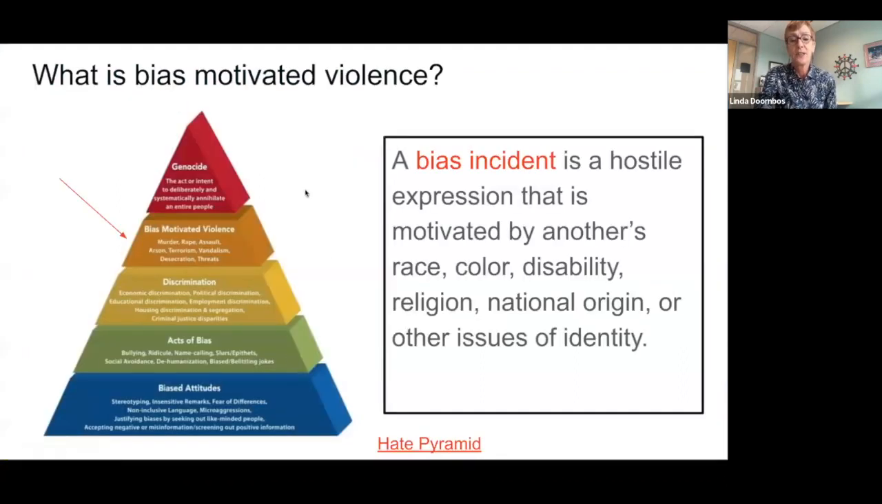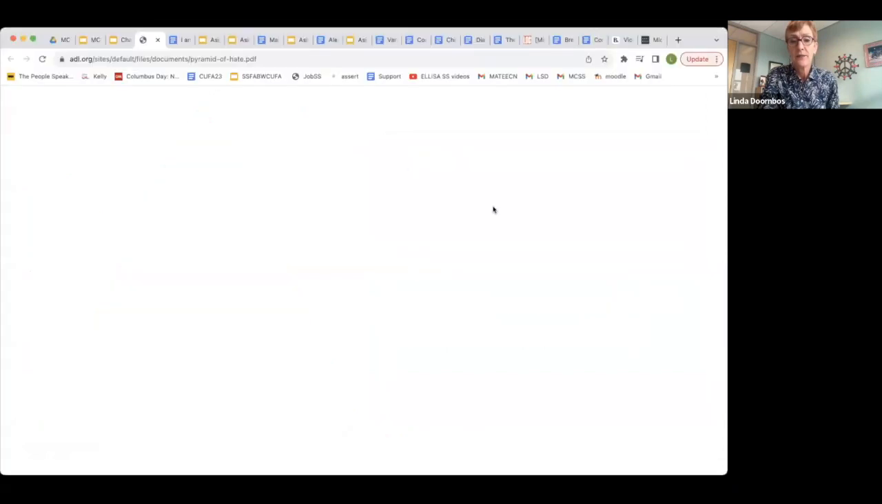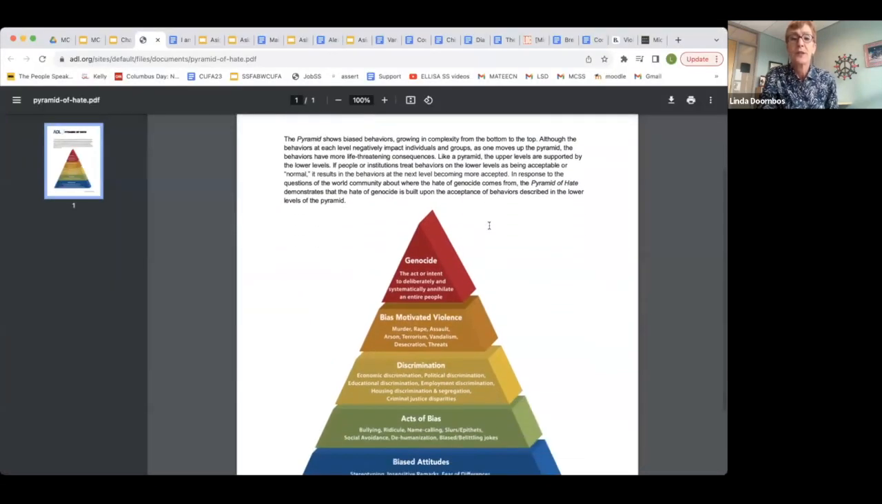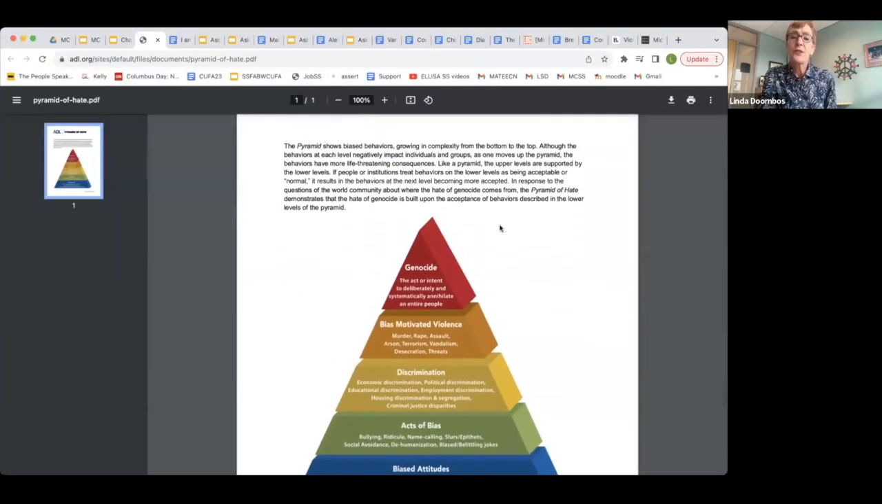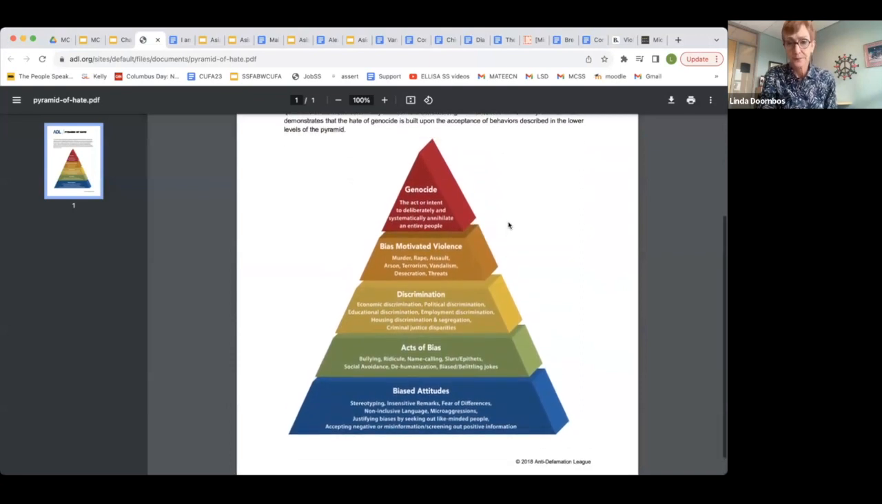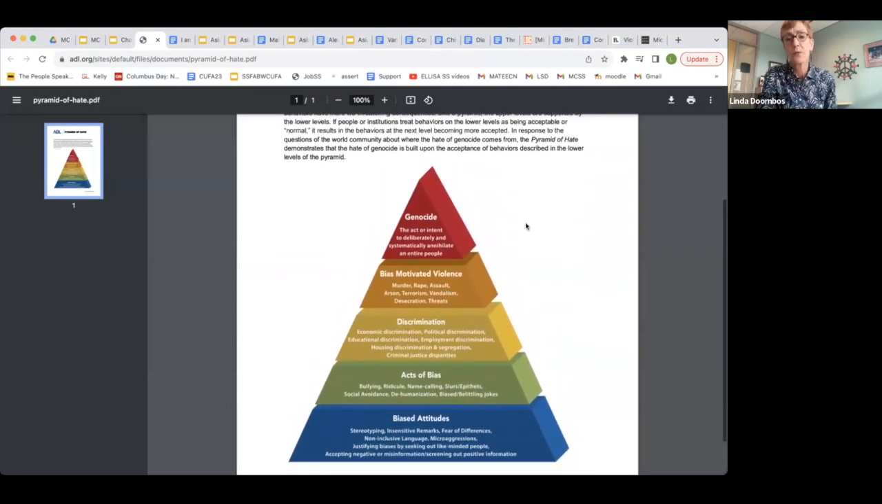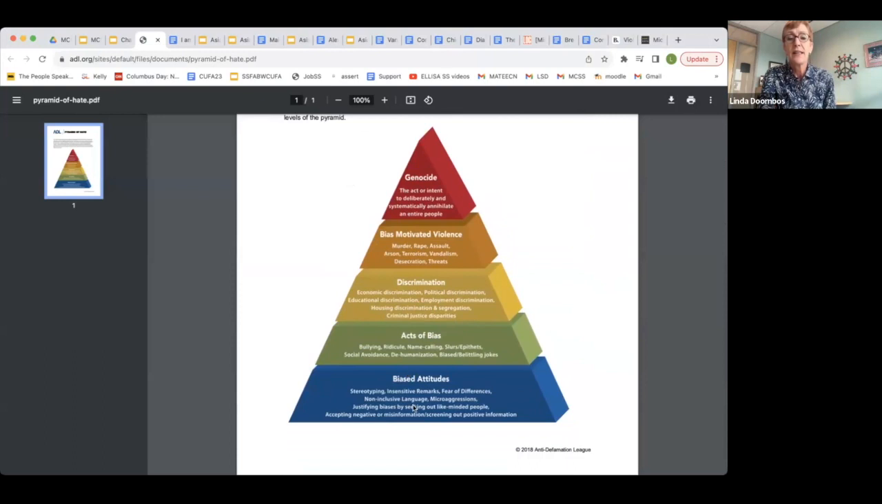I just find this hate pyramid that is put out by the Anti-Defamation League extremely important. If I click on here, it gives the explanation. It helps us understand so many things that as teachers and as students, what we're trying to do is understand the steps in the pyramid, that as we go up, it just increases that.